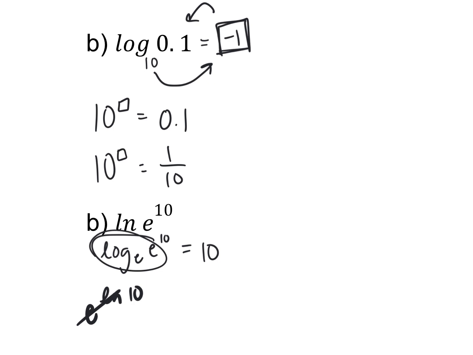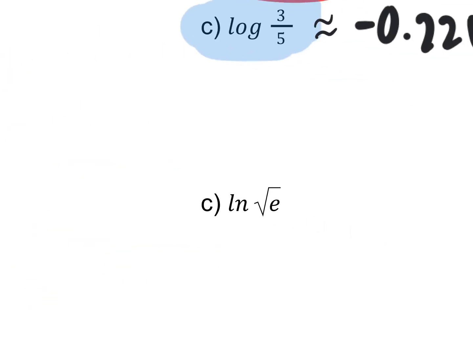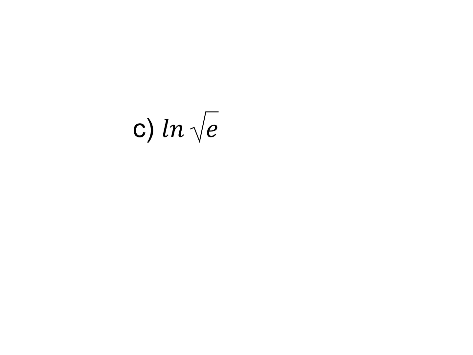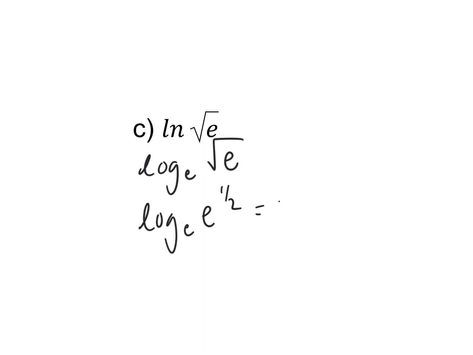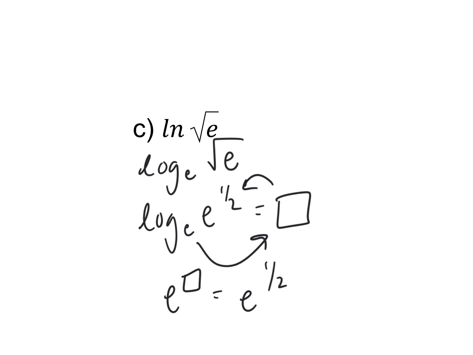And our last one here is the second letter C. Natural log of the square root of e is the same as log base e of the square root of e. I can rewrite the square root of e as e to the 1/2. So if you're thinking what goes in this box, e to what power gives me e to the 1/2? 1/2. So this is equal to 1/2.